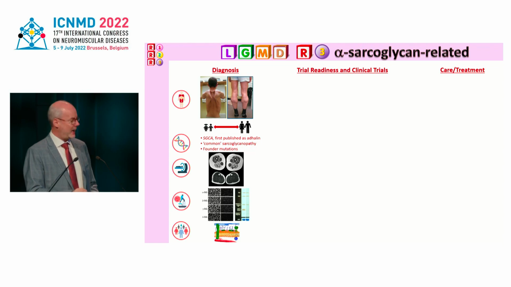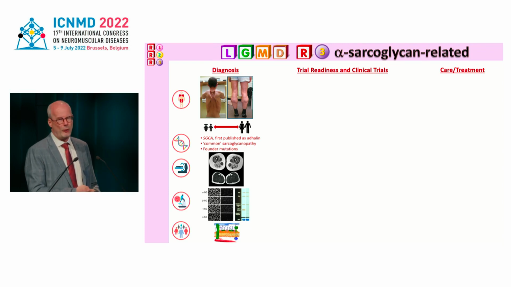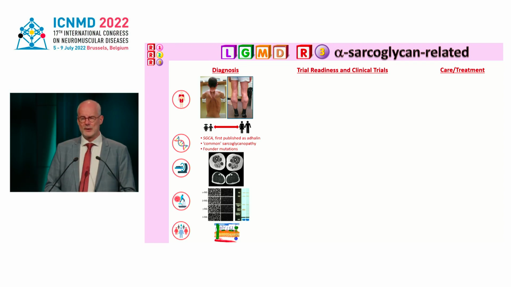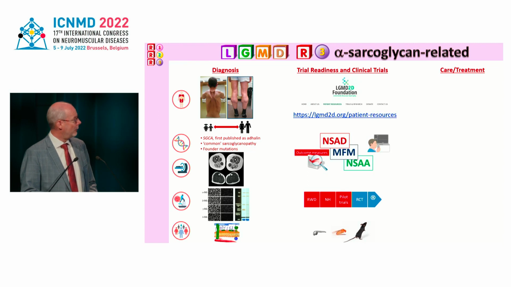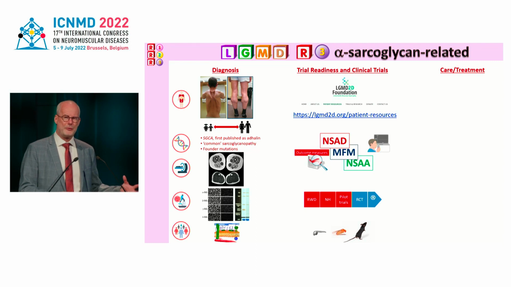The sarcoglycans can be detected on immunohistochemistry because they form a complex. If one of them is gone, often the others are affected as well. And you can also look at Western blot. They're parts of the dystrophin glycoprotein complex. Now, there's a specific patient organization, and I only focus on the specific ones. There are, of course, umbrella organizations as well. The LGMD2D Foundation.